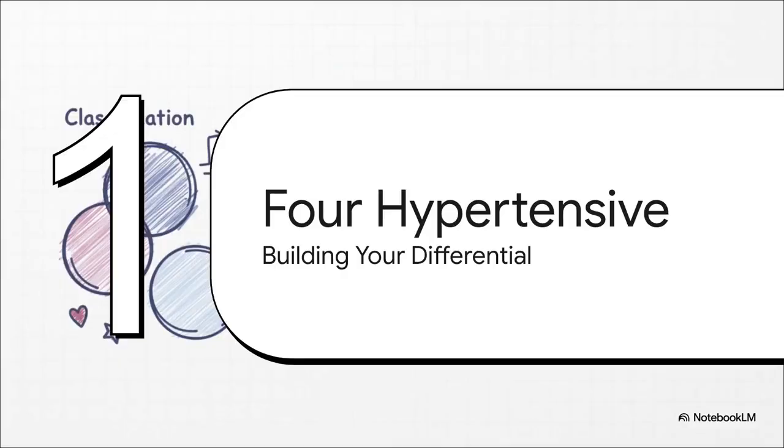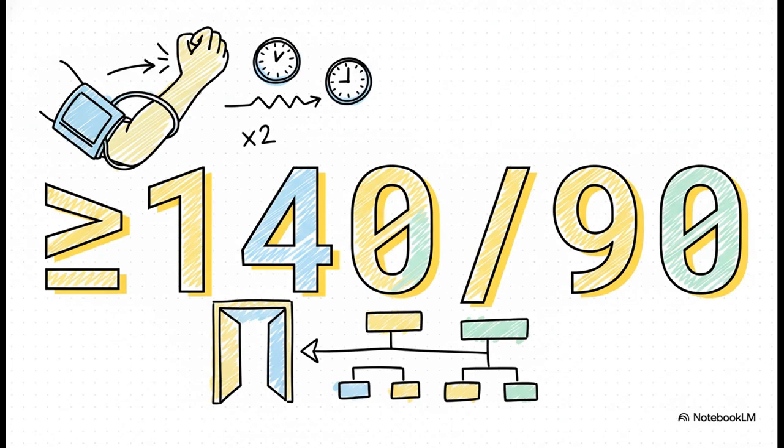Okay, so with that 20-week rule locked in our minds, let's build out our differential and see how this helps us classify the four main hypertensive disorders you're going to encounter. First off, what even counts as high blood pressure here? The threshold we care about is a systolic of 140 or a diastolic of 90 or higher.